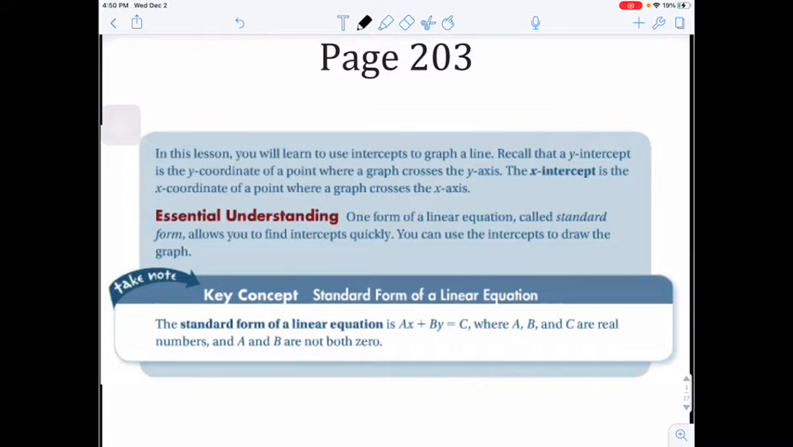Recall that a y-intercept is the y-coordinate of the point where a graph crosses the y-axis. The x-intercept is the x-coordinate of a point where a graph crosses the x-axis. One form of a linear equation, called standard form, allows you to find intercepts quickly. You can use the intercepts to draw the graph. The standard form of a linear equation is ax plus by equals c, where a, b, and c are real numbers and a and b are not both 0.